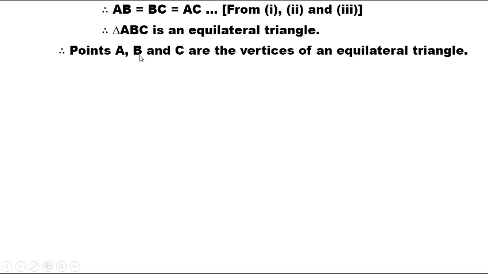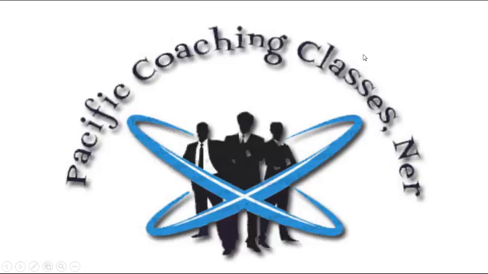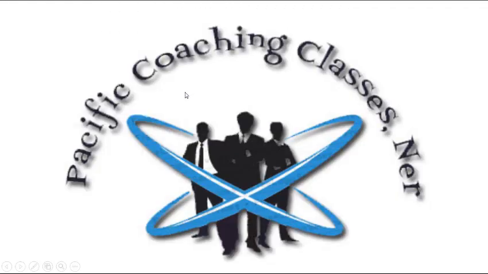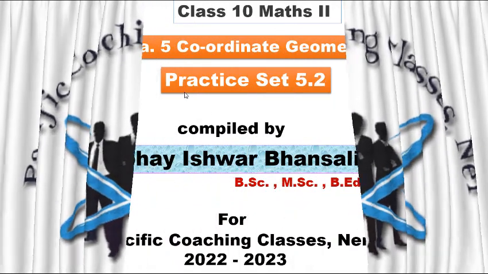AB is equal to BC is equal to AC. Therefore, triangle ABC is an equilateral triangle, and the points A, B, C are the vertices of an equilateral triangle. In this way we complete practice set 5.1.